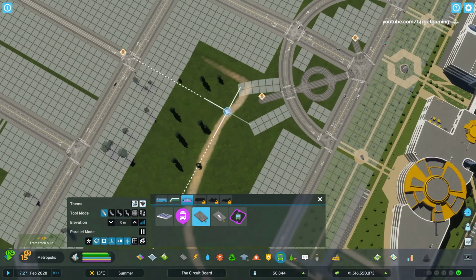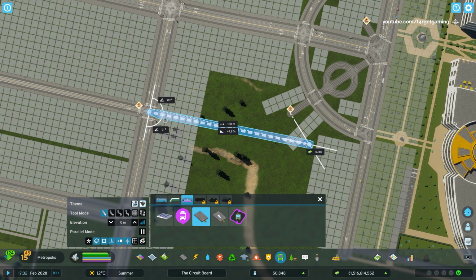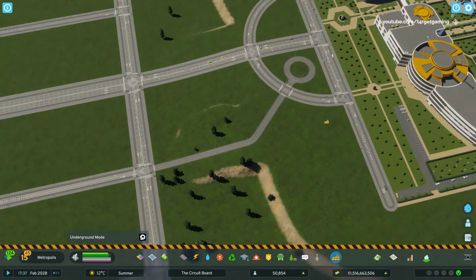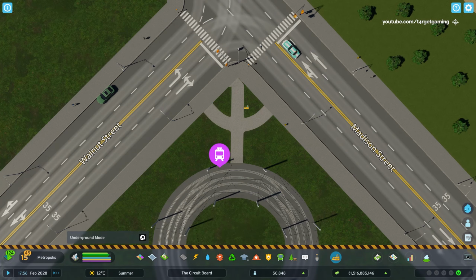I also extended the tram line all the way until the entrance of the university. This will be the end of this particular line. It will loop in a circle and then go back the other way. Of course, I provided easy access with pathways.